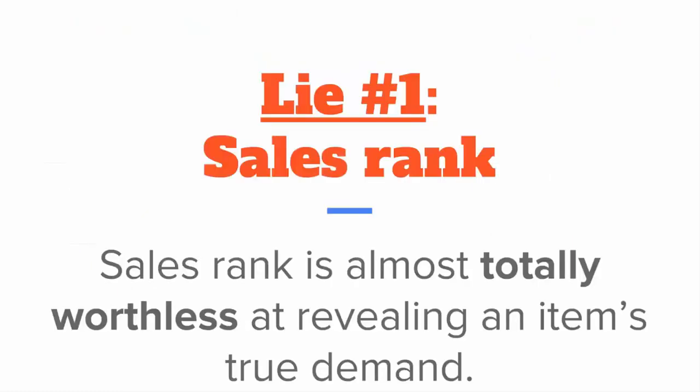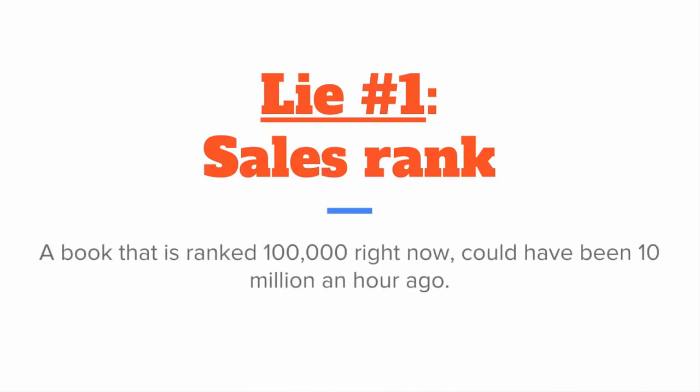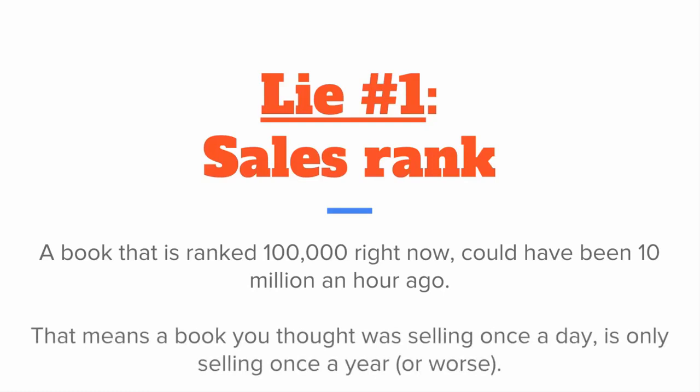Lie number 1 of Amazon's repricing page is sales rank. Sales rank is almost completely worthless at revealing an item's true demand. A book that is ranked 100,000 right now could have been literally ranked 10 million an hour ago, which means a book that you thought was selling once a day is actually only selling once a year or potentially worse.